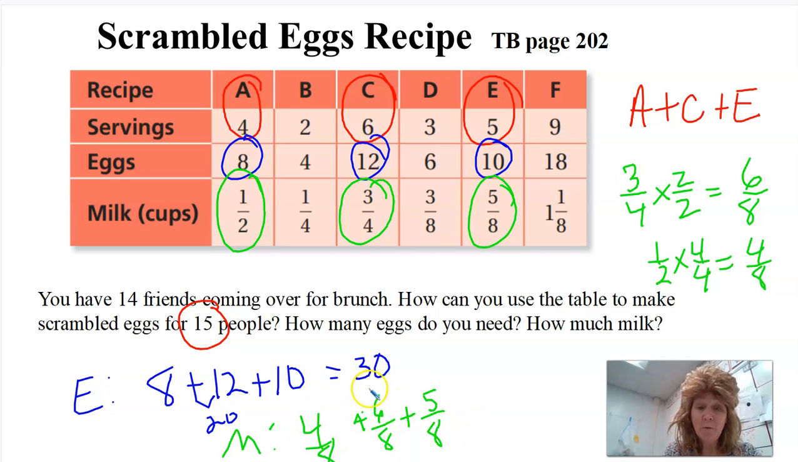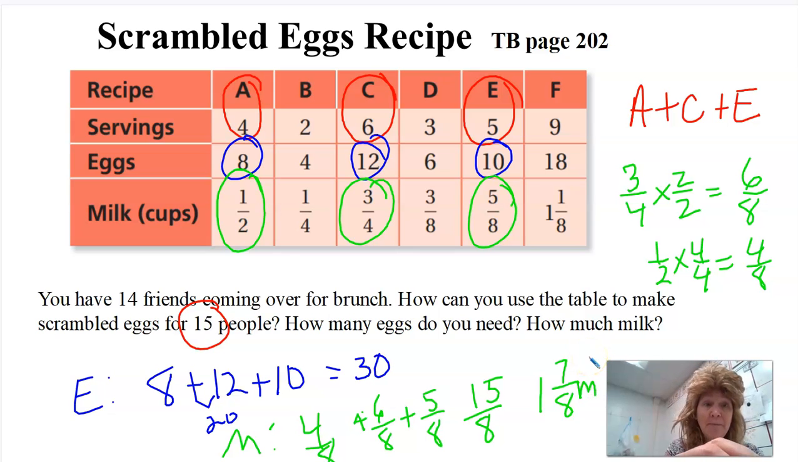So now I can add the 4 plus 6 is 10 plus 5 is 15. So I have 15/8 of cups of milk, and 8 goes into 15. Let's see, almost 2 times, but not quite. It goes in 1 time, and I have 7 left over. So I need 1 and 7/8. Oops, not an M. 1 and 7/8 cups of milk. 30 eggs and 1 and 7/8 cups of milk.